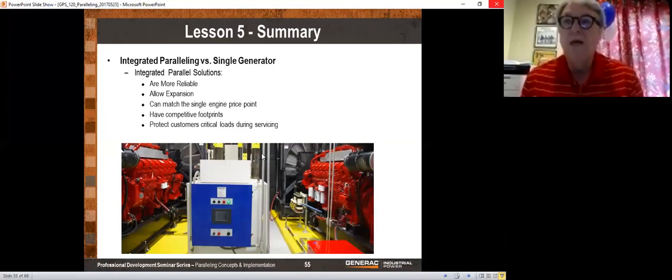It's fine. Now, there is an issue there, and that has to do with wet stacking. Now, wet stacking applies to diesel generators, not to natural gas and propane generators. But if you run a generator extensively under 30% load, eventually it's going to wet stack.